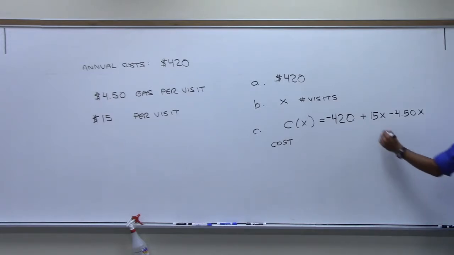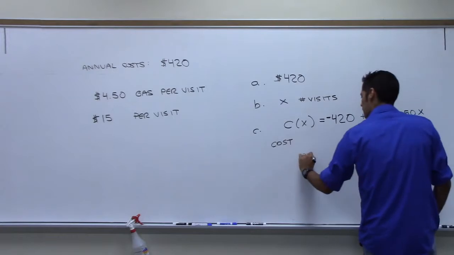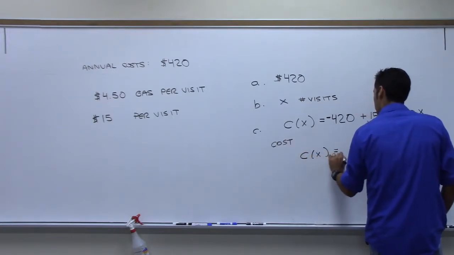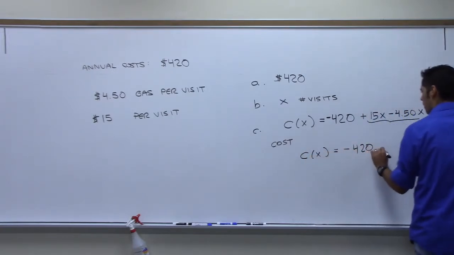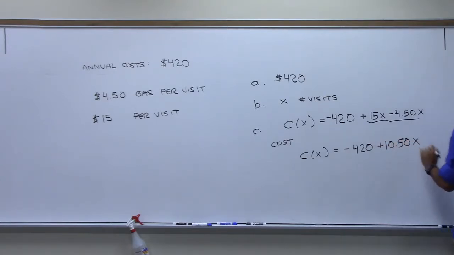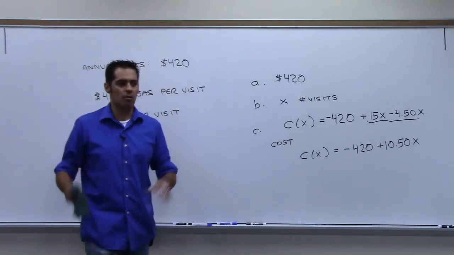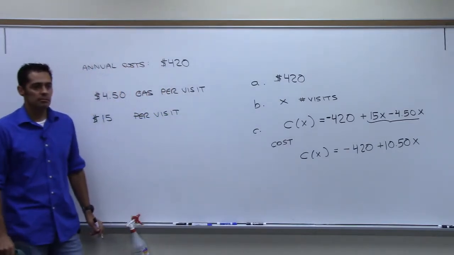And now we can actually put these together, right? Because they're like terms. So what's 15x take away 450x? What is it? Plus 1050x. Does that look like a linear equation? Does that look like your y equals mx plus b? Yeah?